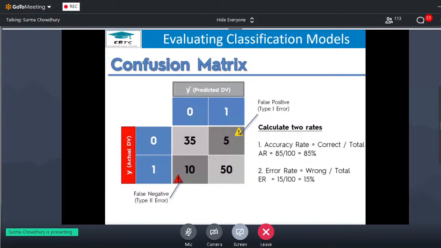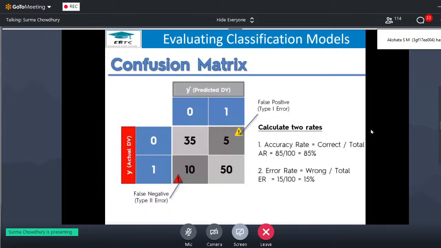But come to this. You have 5 cases where the actual value says that he has not bought the car, but the predicted value says that he has bought the car. And there are 10 cases where the prediction says that he has not bought the car, but actually he has bought the car. So these are the wrong ones.